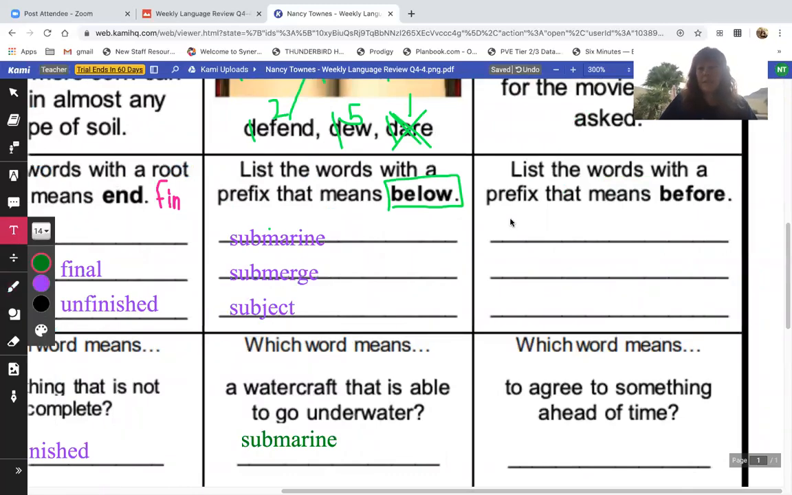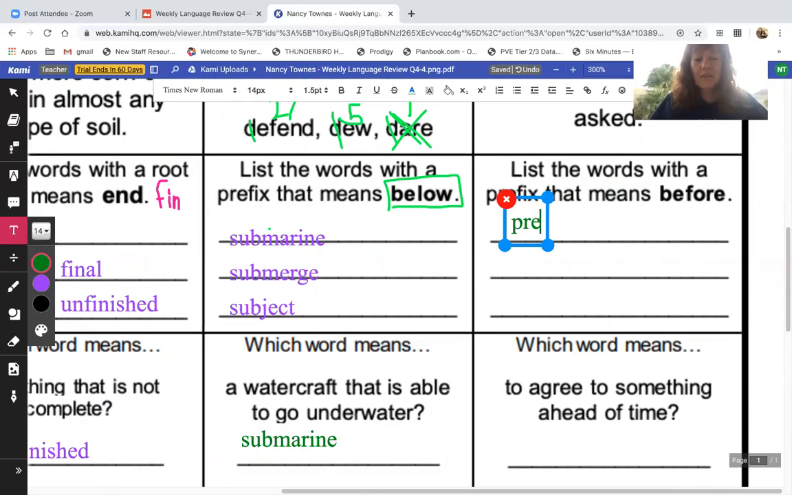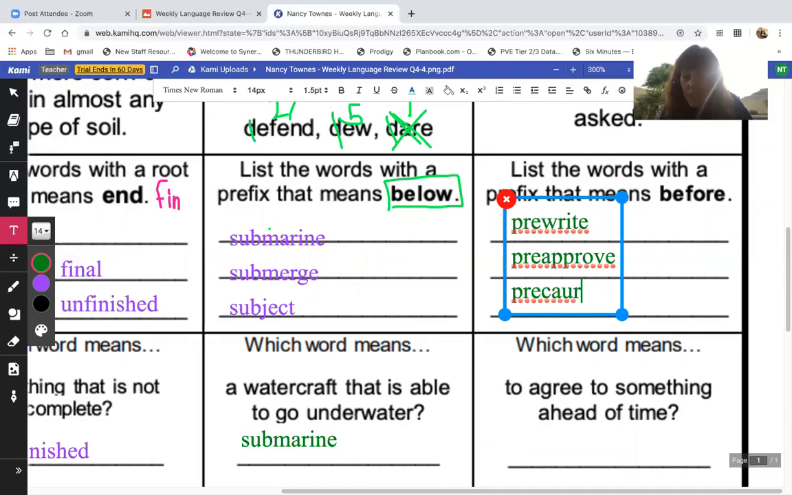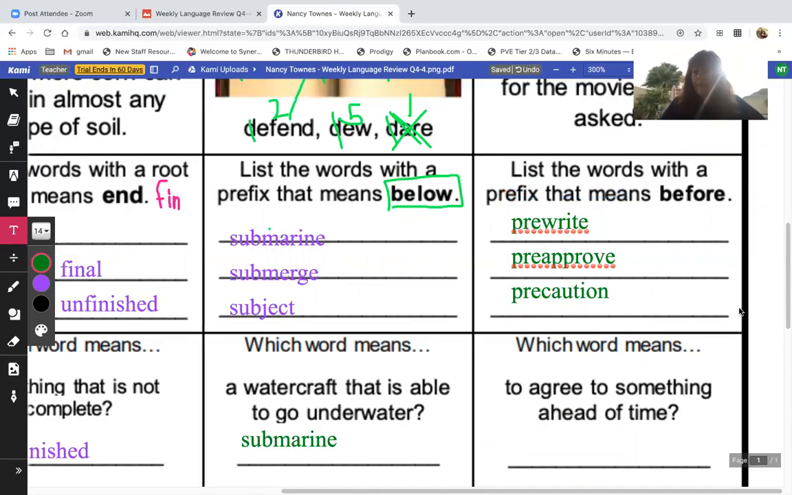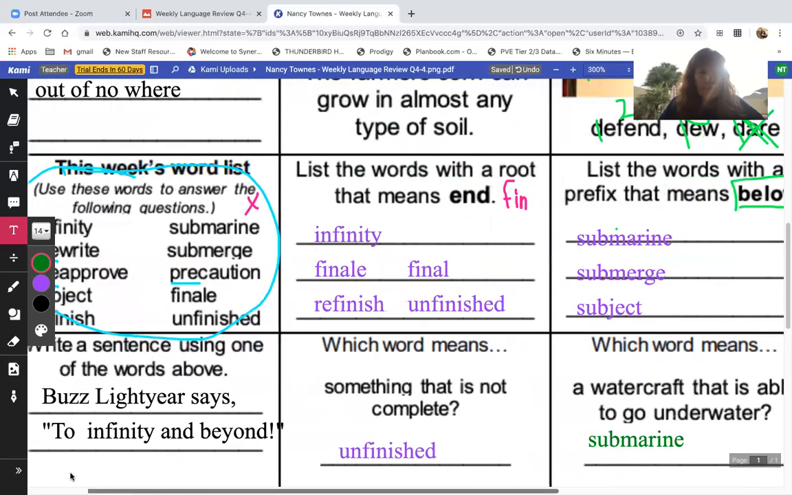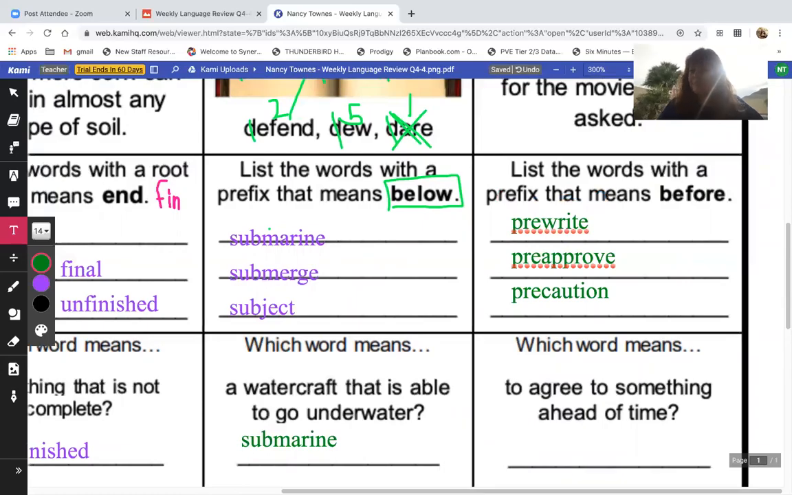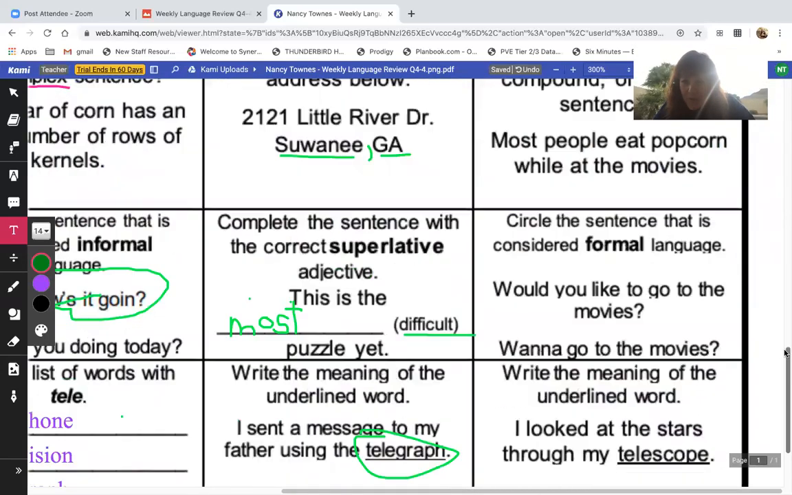All right. Pre-write, pre-approve, and pre. There we go. I think it thinks I spelled them wrong or incorrectly. Nope. All right, now we have what, 2 or 3, 4 more left.